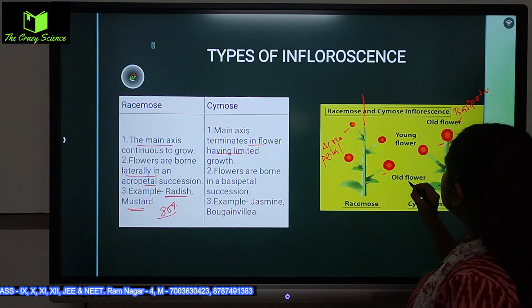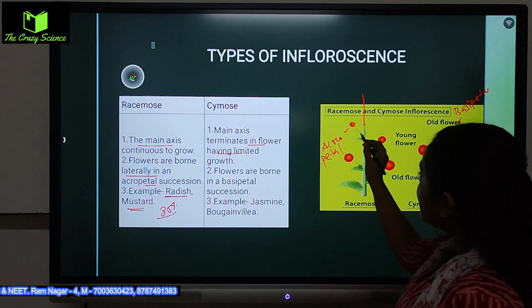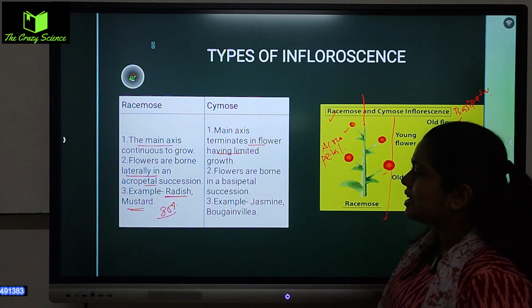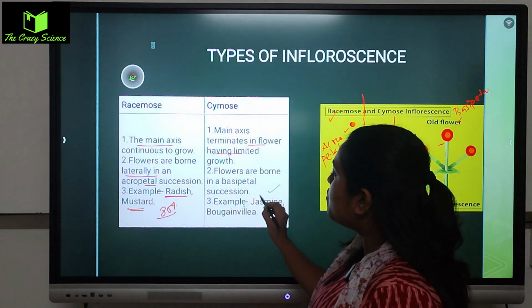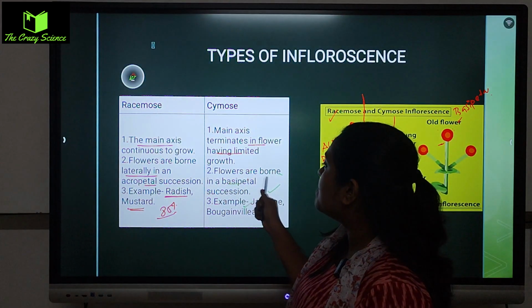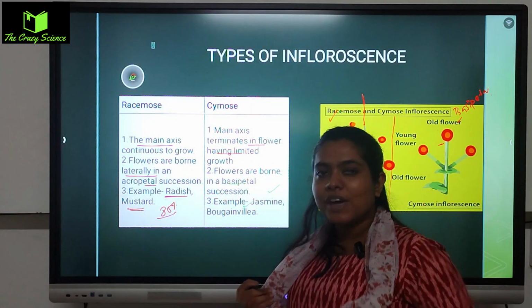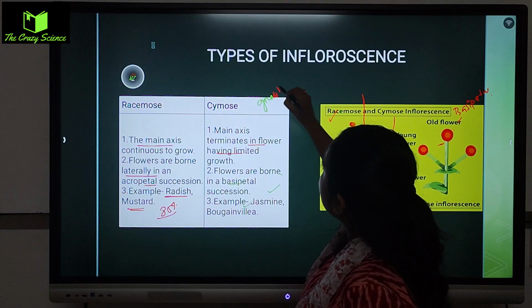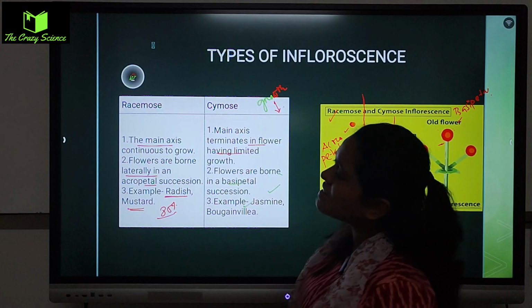Okay, and this is an old flower and the younger flower. So most of the plants are racemose in nature. Examples are jasmine and bougainvillea. So flowers can be borne in basipetal succession. Here the growth becomes much lower. The growth is quite short and quite low, limited I would say.